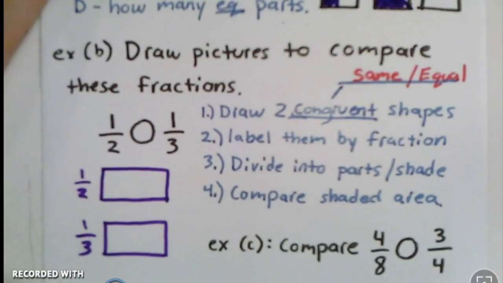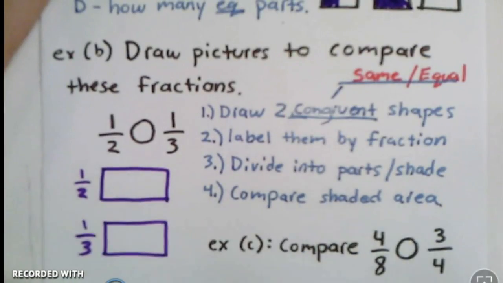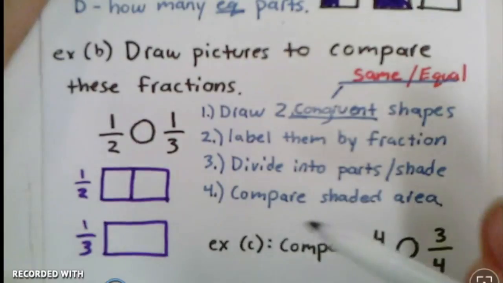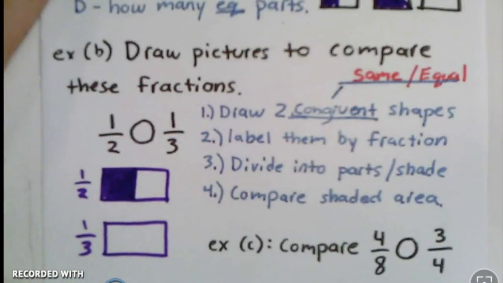My third step is to divide them into parts and shade, and that's what we did in the other example question. So first I'm going to look at my denominator, which is a 2, which means that I need to split this into how many parts? 2 parts, right. And I'm going to do that with one line right down the middle. And then my numerator tells me how many to shade in. So how many should I shade? 1. Good. Now I'm going to do my second one.